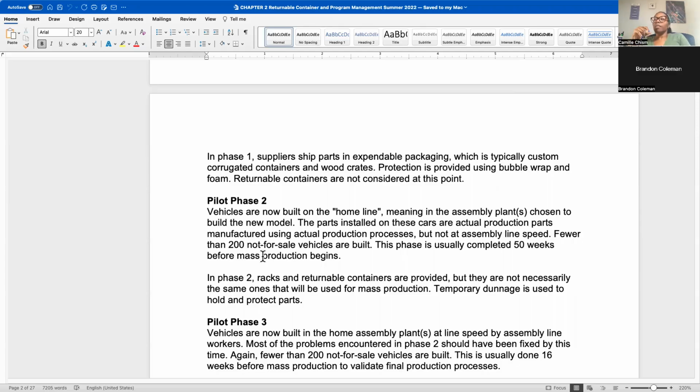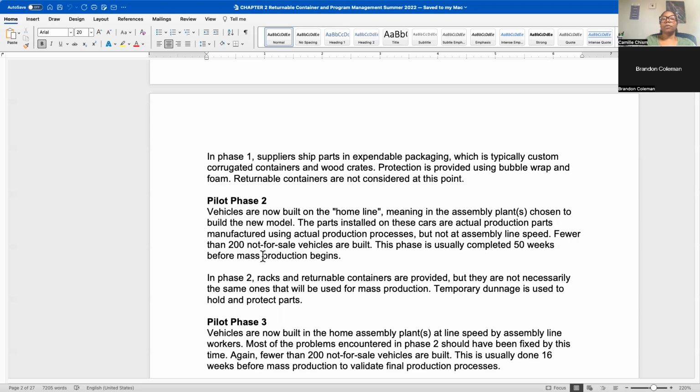Some of these previous pilot runs were not done on the line exactly where they were planning to do it. This is getting a little bit closer to that. So each time you have a pilot build, every time you have a new phase, you're getting closer and closer to doing test runs that look closer to production. We were talking about building 1, then building 20 or 25. Now you're looking at building less than 200.